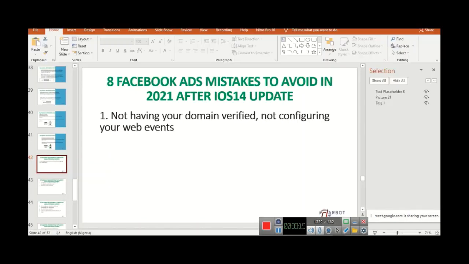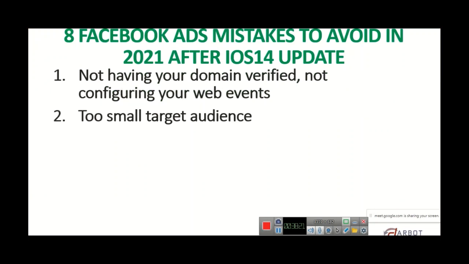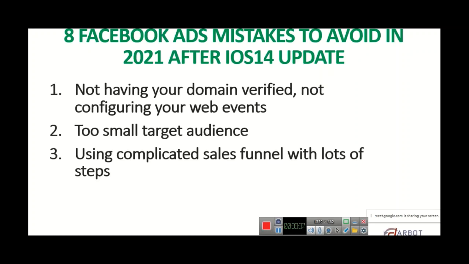Okay, let's continue with our slides. The next set of mistakes people are making is that they are targeting too small an audience. Your audience size, as I've mentioned before, has to be between 1 million and 10 million for good conversion to occur. They are also using a complicated sales funnel with lots of steps.